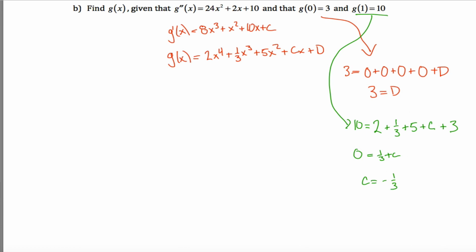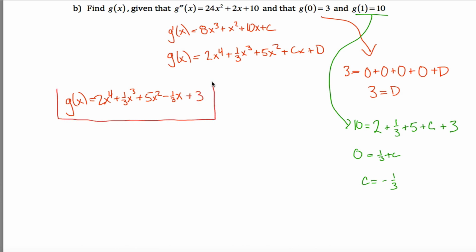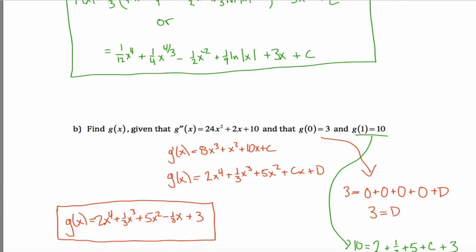And now that you know what d and c are, you can come back up here and say final answer. I got g of x is 2x to the 4th power plus 1/3 x cubed plus 5x squared plus, and then instead of writing cx, I'll write minus 1/3 x. And then instead of writing d, I'll write plus 3. And call this mess right here my answer. I think that finally ends this quiz, so I'll stop the video here.